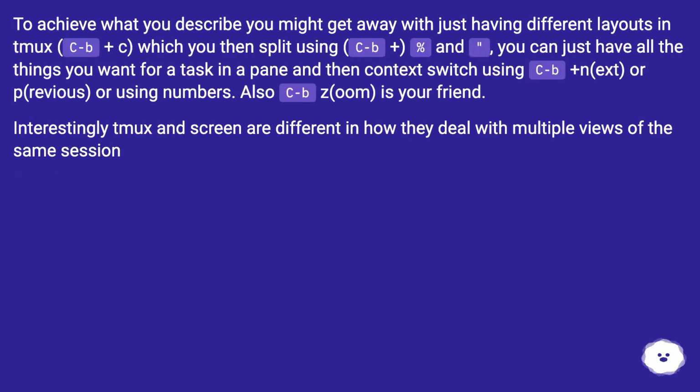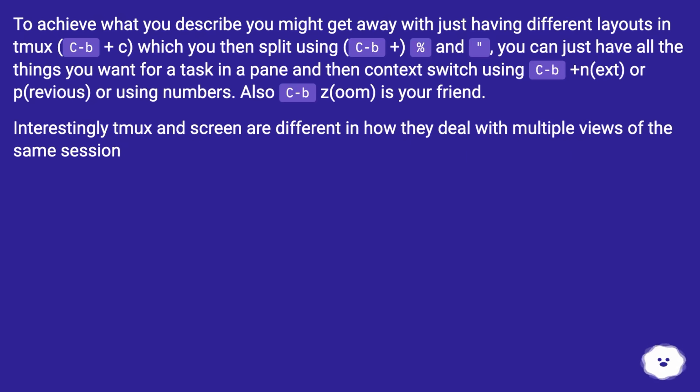To achieve what you describe, you might get away with just having different layouts in Tmux, CB+C, which you then split using CB+%, and you can just have all the things you want for a task in a pane and then context switch using CB+N, next, or P, previous, or using numbers. Also CB+Z is your friend.